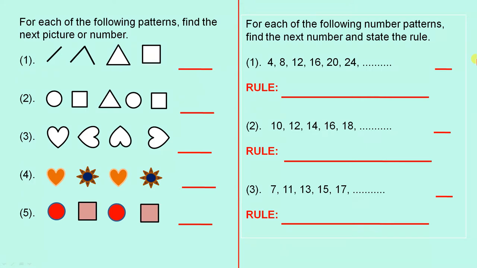So here we go. For each of the following patterns, find the next picture or number. So just write the answers here on the lines, or that's where the answers will appear in the next slide. So all these patterns here, just work out which is the next one and put the answer there. And here, for each of the following number patterns, find the next number and state the rule. So as well as writing the answer here regarding the next number, briefly explain the rule that you've used. So I'll leave this on for another 10 seconds and then I'll move to the answer sheet.